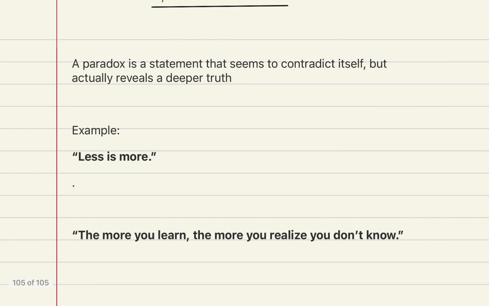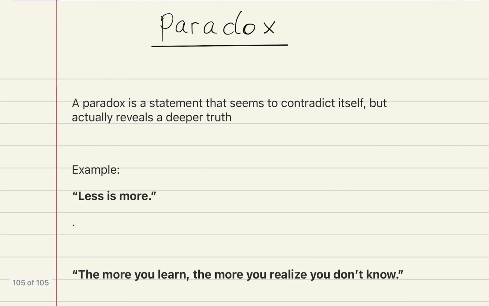So again, a paradox is a statement that seems to contradict itself, but actually reveals a deeper truth. Just remember that it's a statement that seems contradictory. It's saying things that are opposite of each other. But if you take a little bit of time to think about it deeply, there is going to be a deeper, more important meaning. So this is an important figure of speech to know when you're writing. You're going to encounter this a lot.